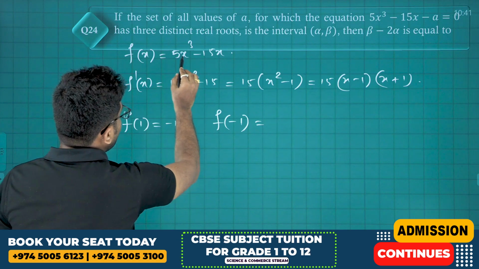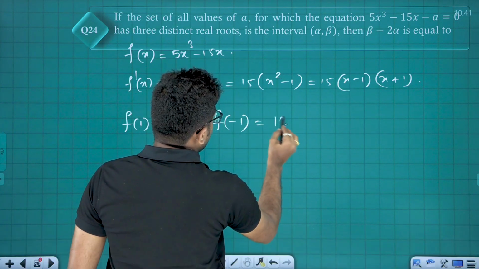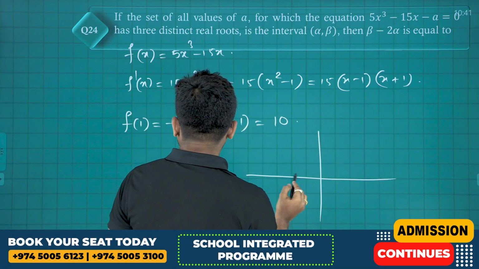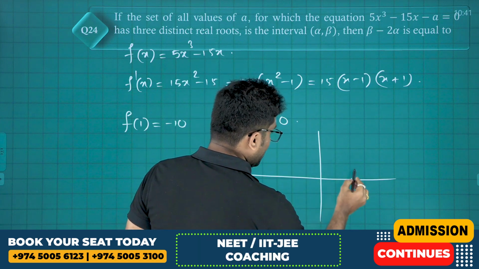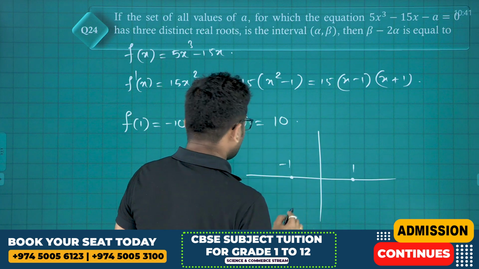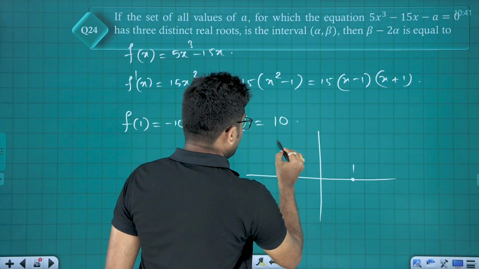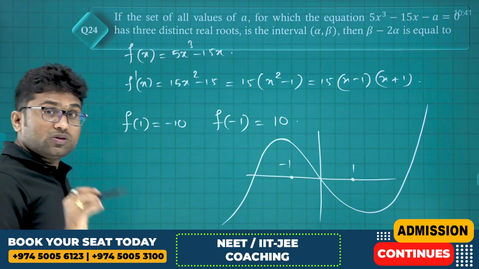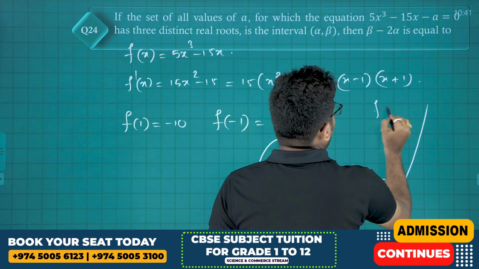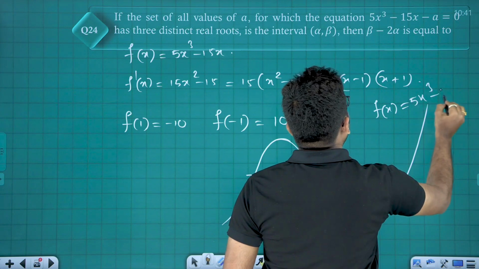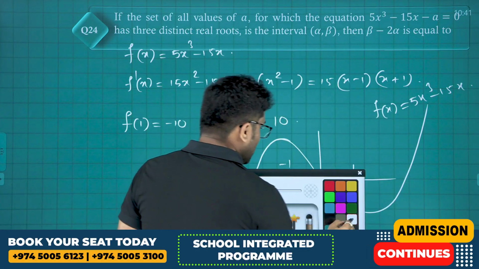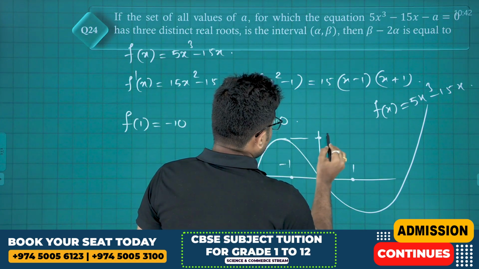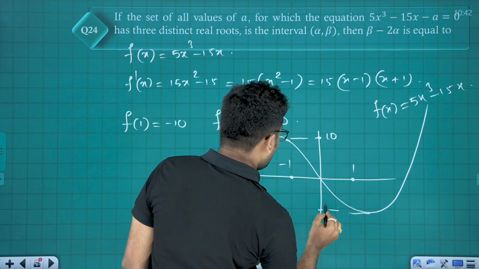is minus 5 plus 15, which is plus 10. So the graph of this f of x will be: f of 1 is minus 10, f of minus 1 is plus 10. And it is passing through the origin, correct? Now this is the graph of f of x is equal to 5x cube minus 15x. Okay, and f of minus 1 value is plus 10, f of 1 value is minus 10.